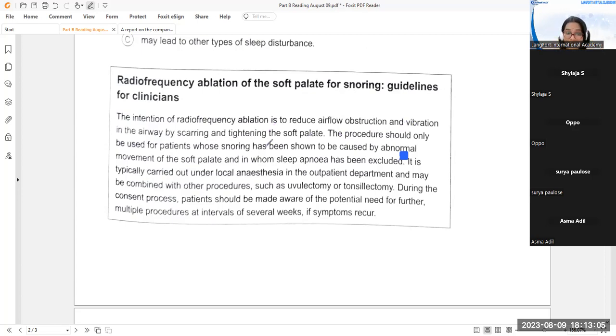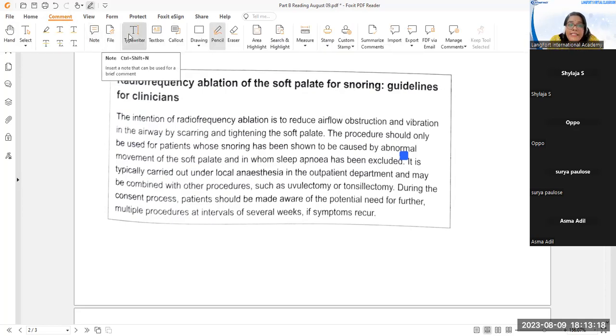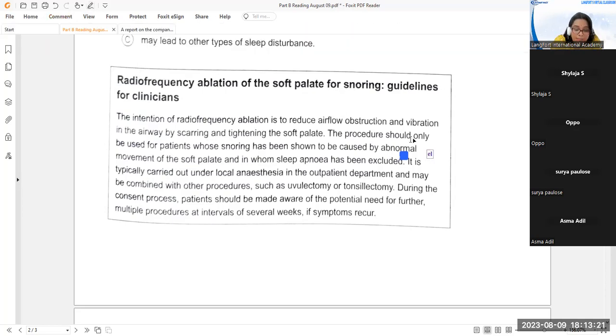The procedure should only be used. You can only use this procedure for patients whose snoring has been caused by abnormal movement of their soft palate and in whom sleep apnea has been excluded. Excluded means eliminated. So the cause of their snoring is abnormal movement of their soft palate, and it's not because of sleep apnea. You need to eliminate sleep apnea, and the cause should be abnormal movement of the soft palate. Only then you can recommend this procedure for patients to manage snoring.